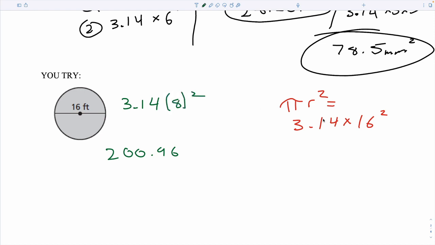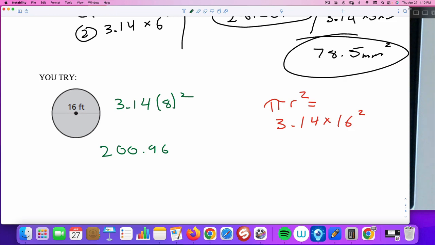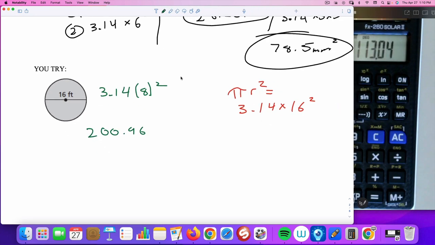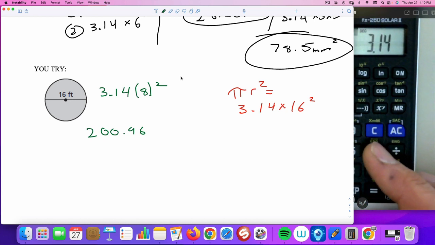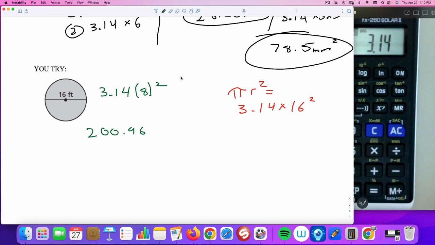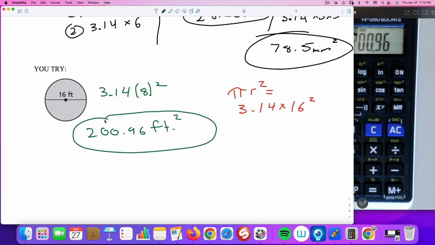Why is my blunder in red over here, or what's my blunder that I made? Brady? It's 16, you have to make it 8. I chose the diameter. If you got something other than 200.96, you need to go back to your calculator and try to plug it in again. Let's do it: 3.14, press times, press 8, then press times 8, and you should get 200.96. That's the blunder over here. Check your blunders.